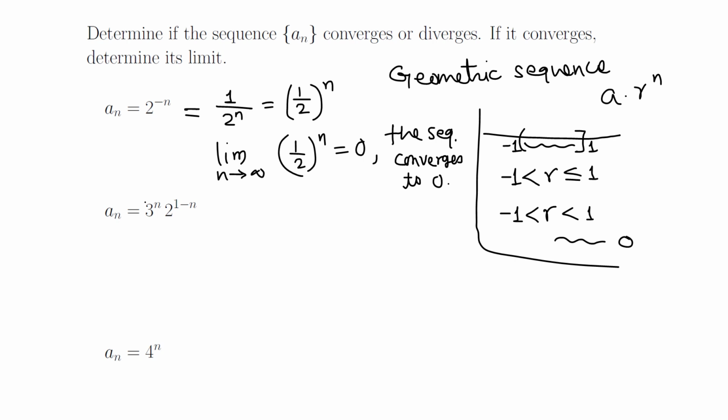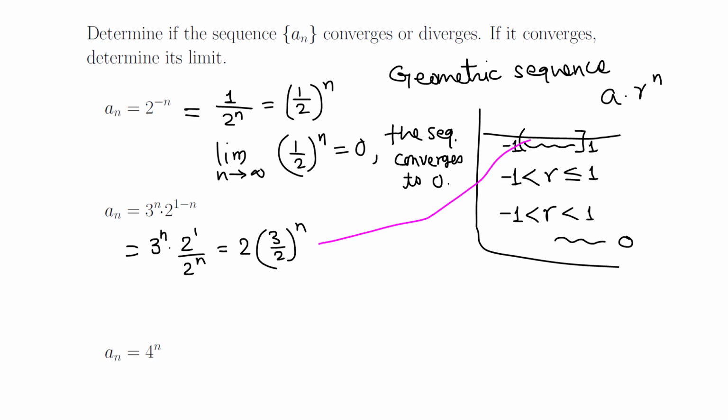Okay, in the second part, we got 3 raised to n times 2 raised to 1 minus n. So we need to simplify. This is 3 raised to n. 2 raised to 1 minus n means 2 raised to n on the bottom. Now 3 raised to n and 2 raised to n can be combined. 2 raised to 1, that's the number 2. 3 raised to n over 2 raised to n means (3/2) raised to n.